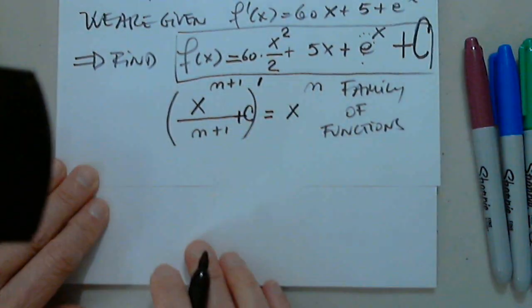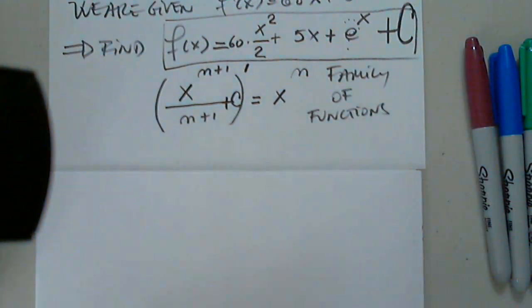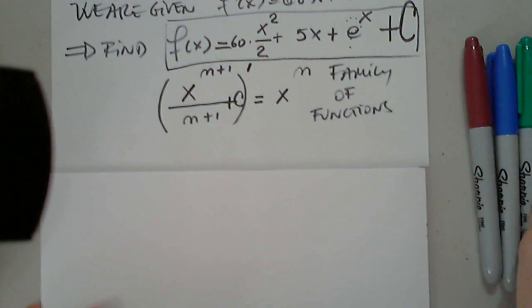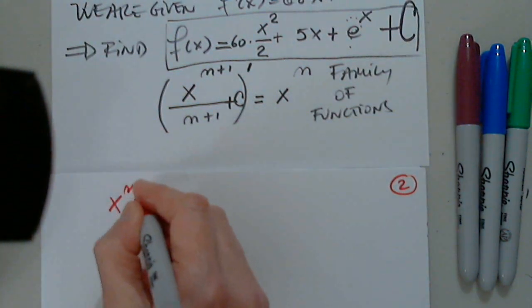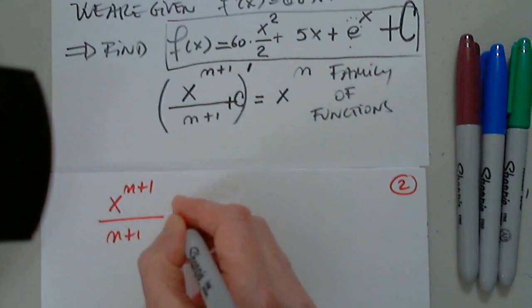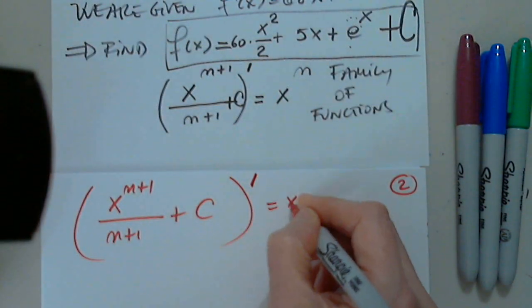Plus c. I'm going to write it again because it's too tight in there, for everyone to see. Then this is the formula for the power rule: x to the n plus first over n plus first, plus a constant c, prime, is x to the nth power.